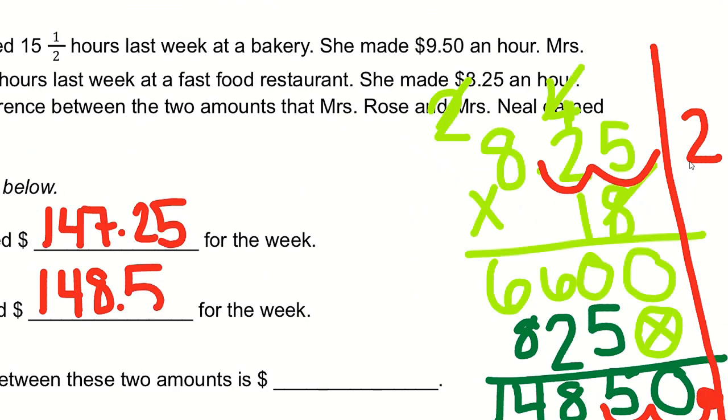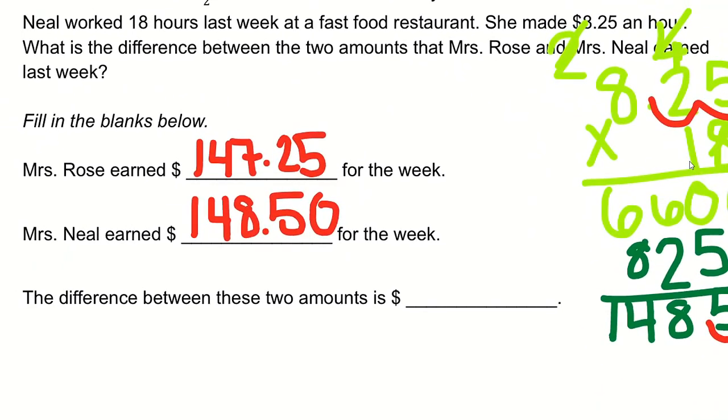You did, and you made less money. You worked longer. 50 cents. So then we're going to minus these to get the difference, but I can minus in my head, and I know that is $1.25. Ooh. Yes.